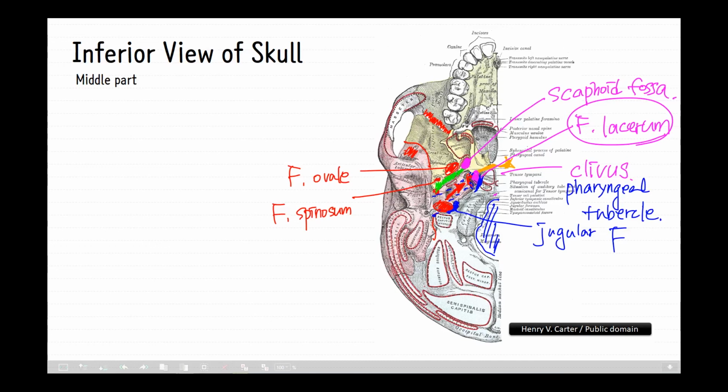The pterygoid canal can be seen on the base of skull at the anterior margin of the foramen lacerum. This is the pterygoid canal in this figure, above and between the pterygoid plates on the sphenoid bone. It leads into the pterygopalatine fossa and transmits the nerve of pterygoid canal and accompanying blood vessels.